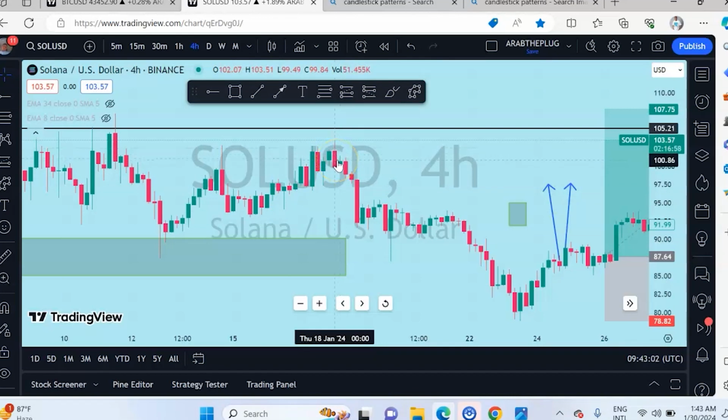And one of the things I used to tell people about bullish and bearish engulfing candles is that you must make sure that the second candle totally engulfs the first or the previous candle to be able to call something a bullish or bearish engulfing candle.